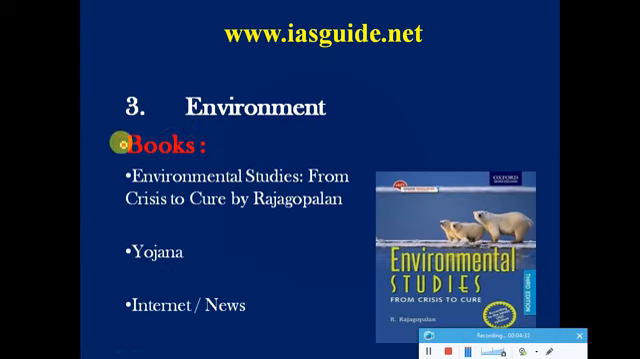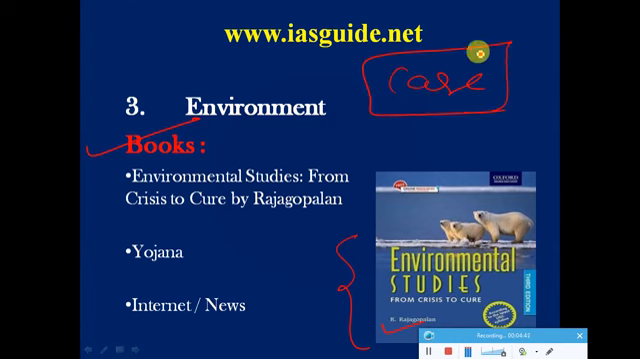And let us see which is the book. A very standard book is Environmental Studies by Rajagopalan. This is a very standard Oxford publication book. In this book, they have given case studies for every chapter, and with the case studies they have explained all the impacts of environment assessments, everything.